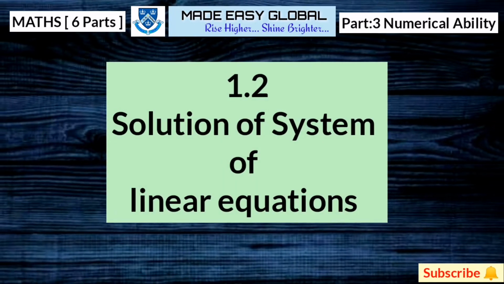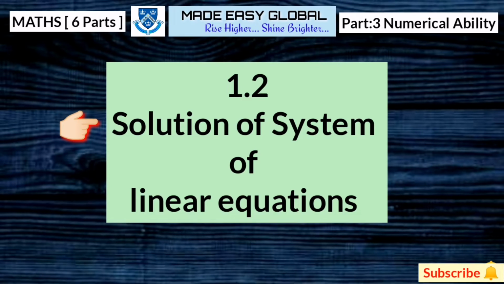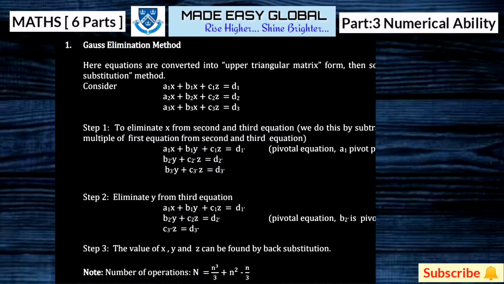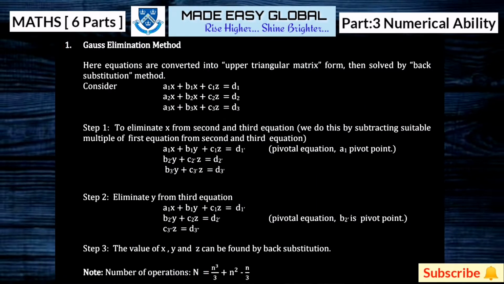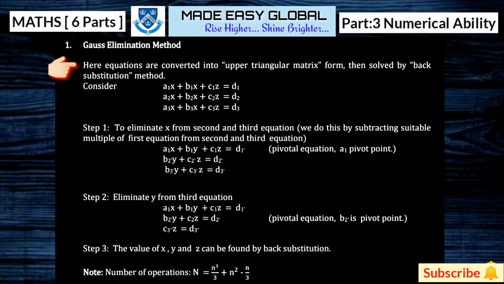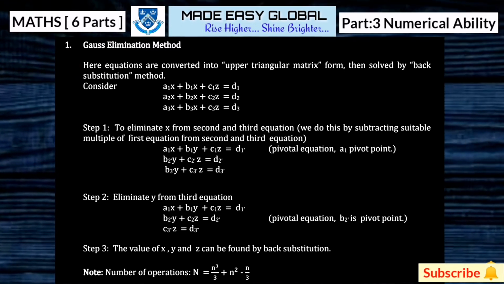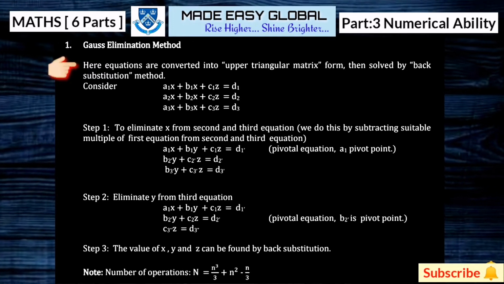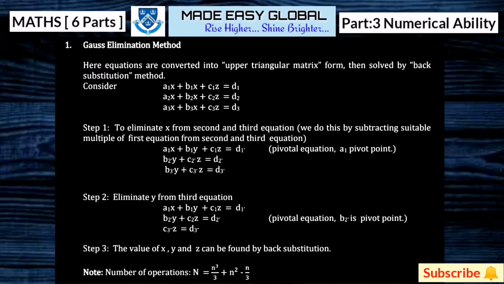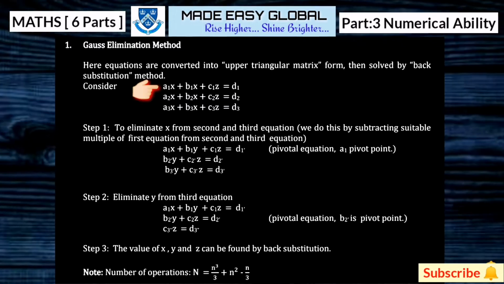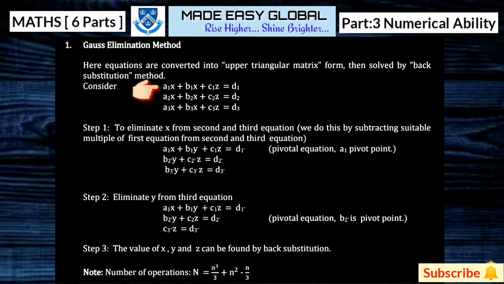The next topic is the solution of systems of linear equations. The first method is the Gauss elimination method. Here the equations are converted into an upper triangular matrix form and solved by back substitution. Consider a1x + b1y + c1z = d1, and similarly d2 and d3.